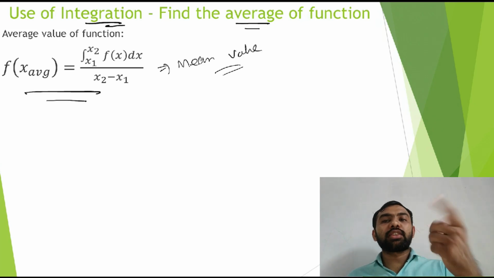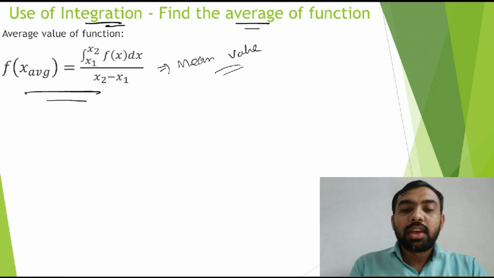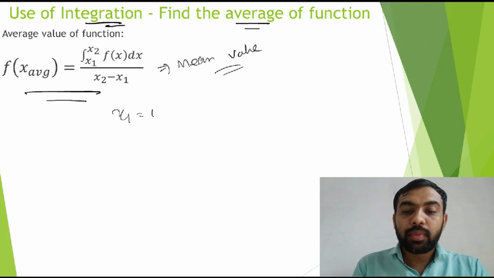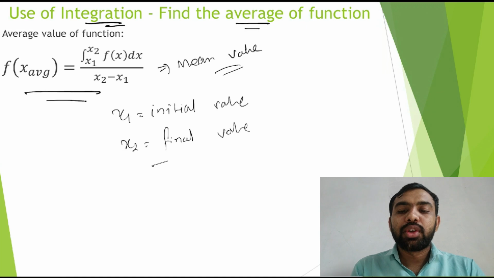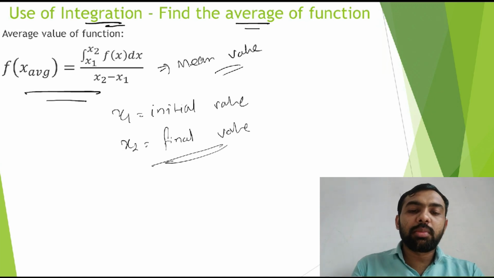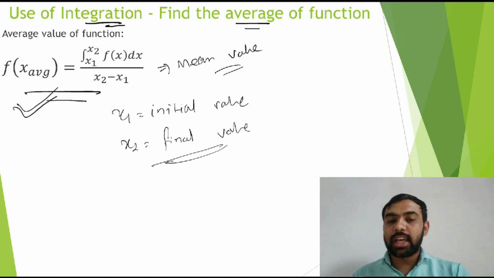So use this relation: integration x1 to x2 f of x dx upon x2 minus x1. Here x1 is the initial value, x2 is the final value. You just get the answer. Remember this equation, and you get the answer directly.